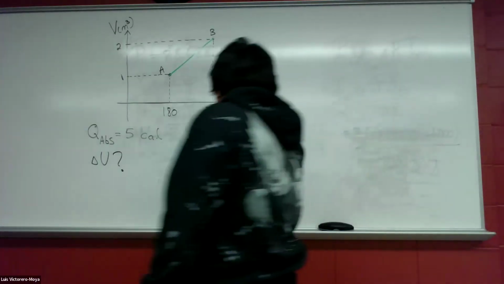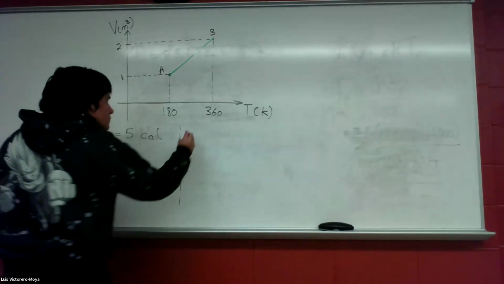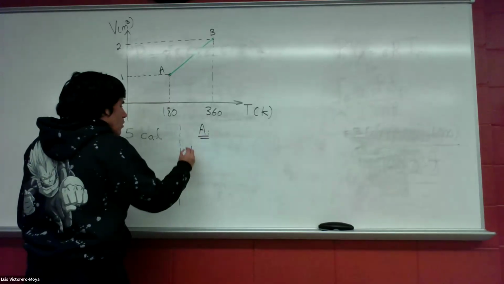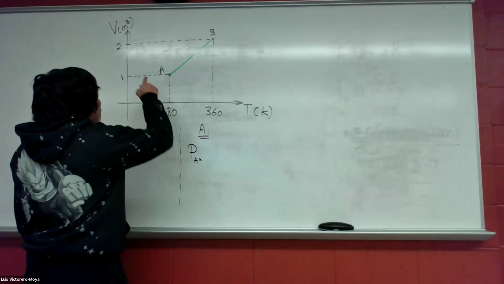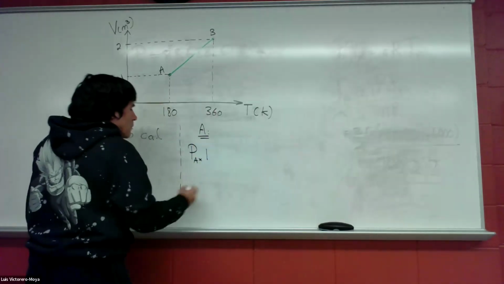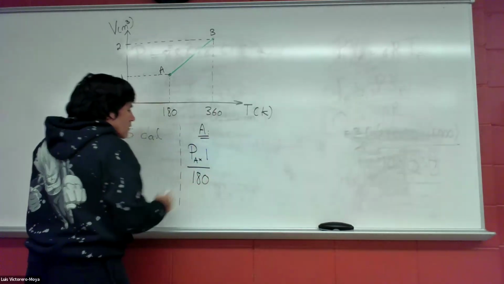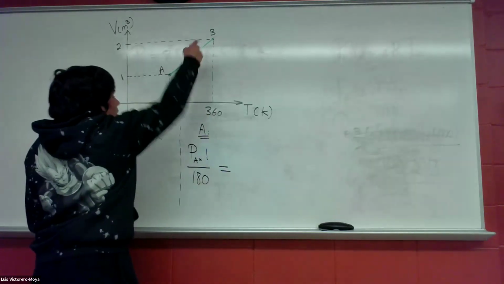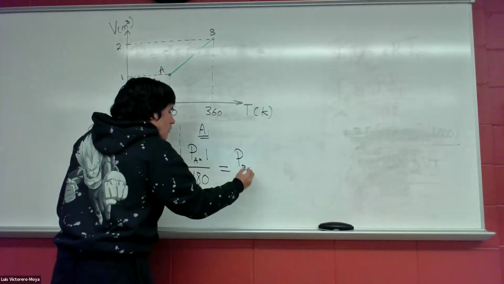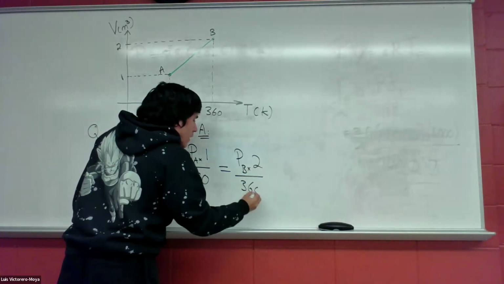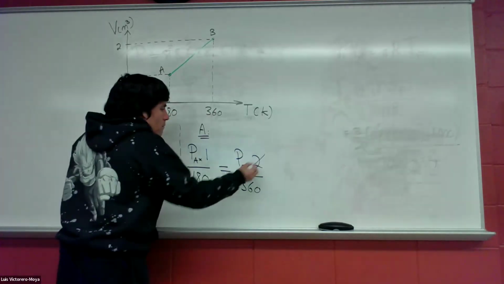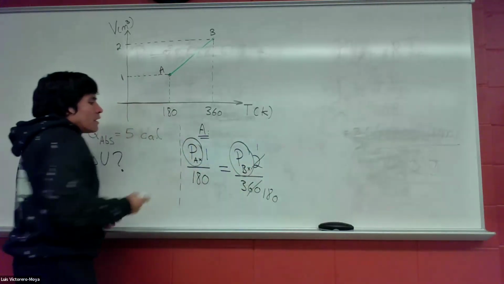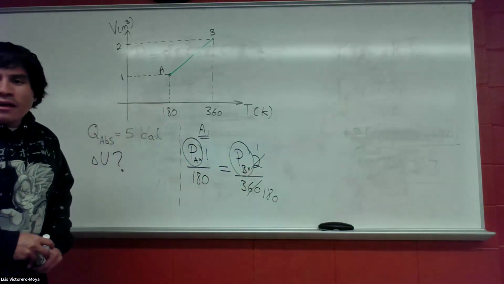For a state A, pressure at A times volume divided by the temperature at A is that. Let's compare this to pressure at B, volume. So this is what happens though. Pressure at B is equal to pressure at A.